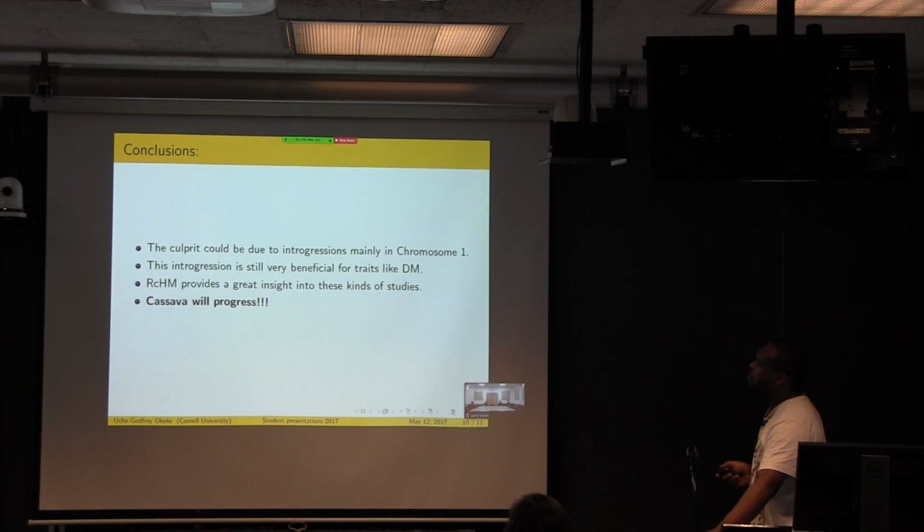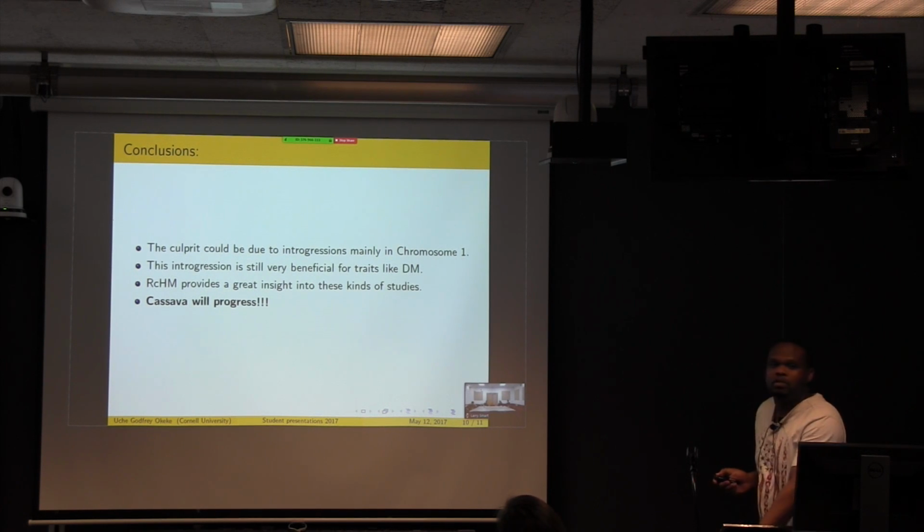And in conclusion, I want to highlight what is going on in chromosome 1. Chromosome 1 is one that we know already that there is an introgression that happened in the 30s or after that as well in most cultivated cassava in Africa. And chromosome 1 seems to be the culprit in this case, but chromosome 1 is also good for dry matter, so it's a very difficult case.